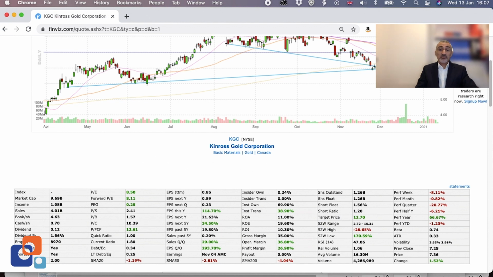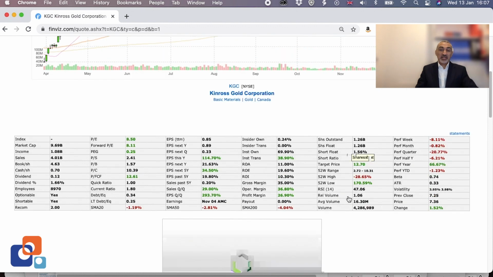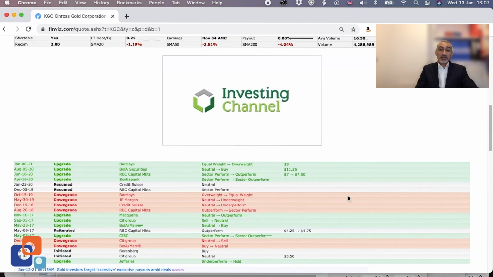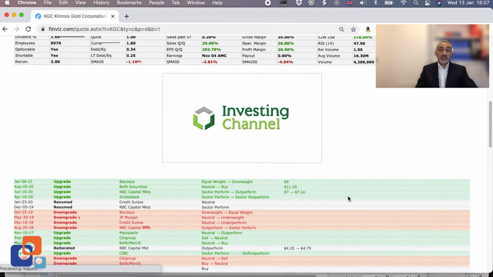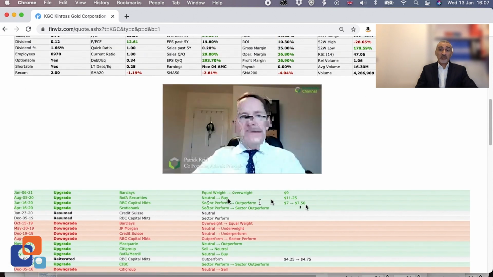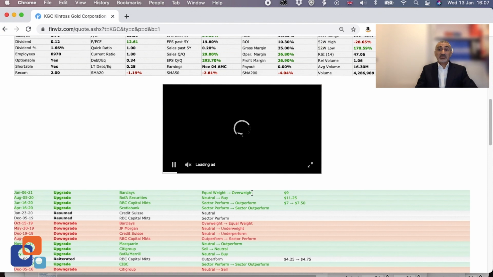So we have over $5 of upside, or over 72% to go until we see the stock trading at the fundamental fair value. When we go down a little, we can see the most recent analyst updates for the company. So we can see that on the 6th of January, Barclays upgraded the company and their target price is $9 per share, and their recommendation is overweight, which means that they see this as still being a good opportunity to accumulate shares in.